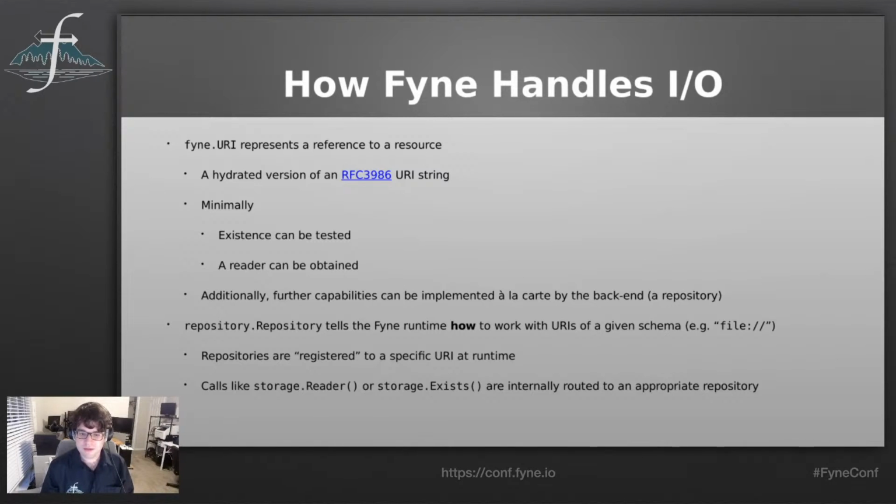Additional capabilities can be implemented a la carte by a repository, which we'll talk about in detail a few slides later. So for example, if the repository that you're working with allows for modifying data, there may be endpoints for obtaining a writer as well, or for creating a new empty file or something like that. So the repository object essentially tells Fyne how to work with URIs of a particular type. There may be some abstracted endpoint in the storage module that could be something like open, it might get a reader. I actually don't think that API endpoint is called open. That's on a later slide.